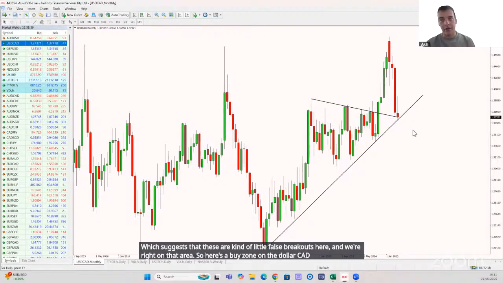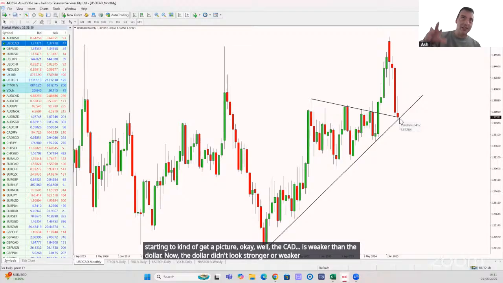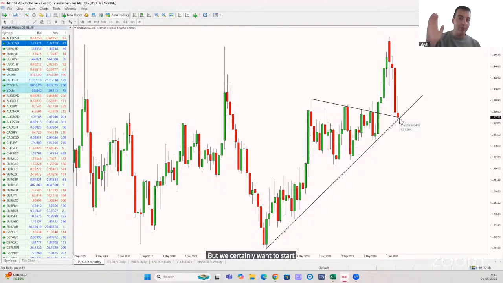So now we're starting to get a picture. Okay, well, the CAD is weaker than the dollar. Now, the dollar didn't look stronger or weaker than the Aussie, so we don't necessarily want to trade the dollar CAD, but we certainly want to start looking at the CAD maybe on our sell list and something else on our buy list. It wasn't the Aussie.